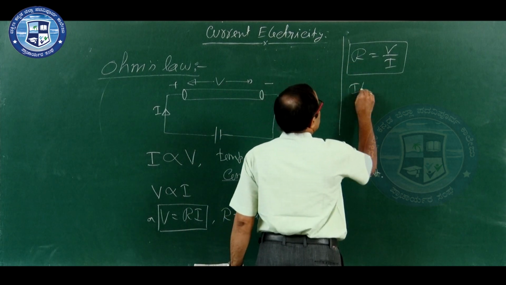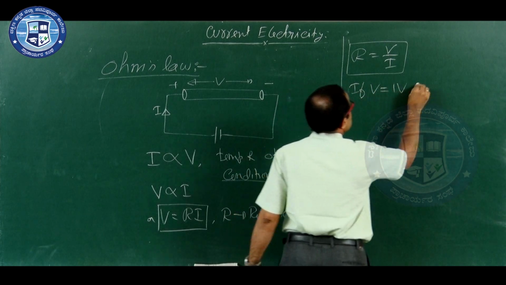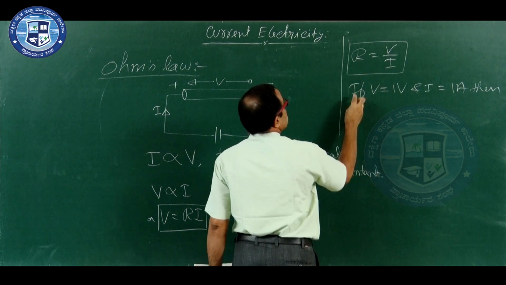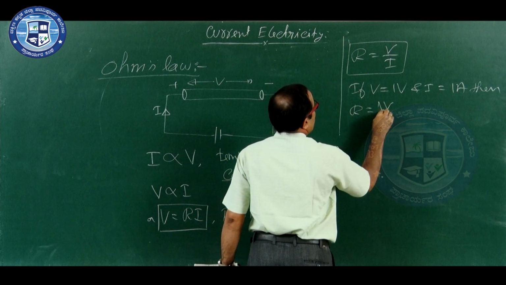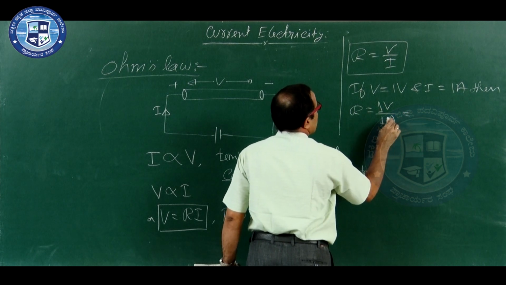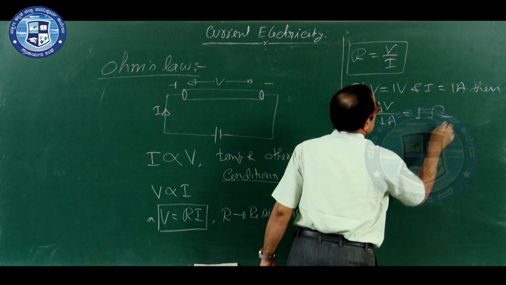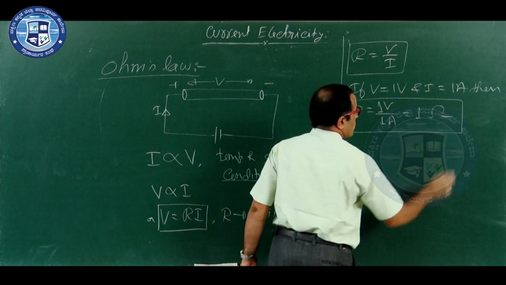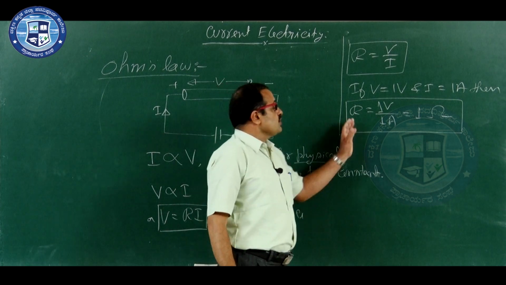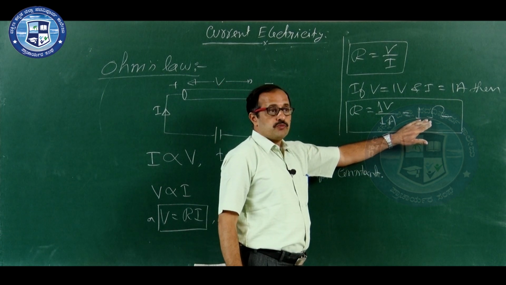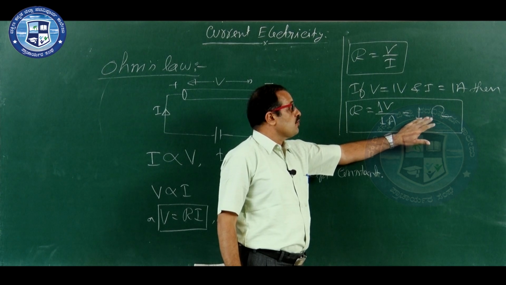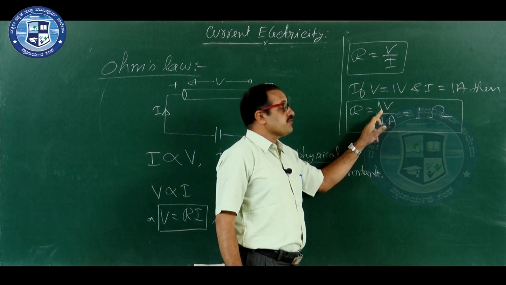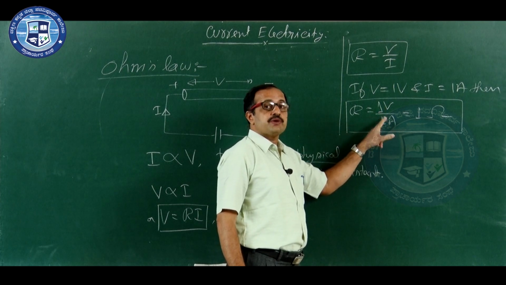Now, if V equals 1 volt and I equals 1 ampere, then substituting here, R equals 1 volt by 1 ampere, that is taken as 1 ohm. This is the symbol of ohm. So, how to define resistance of a conductor as 1 ohm? Resistance of a conductor is said to be 1 ohm if 1 volt of PD applied across the ends of the conductor produces the current of 1 ampere in it.